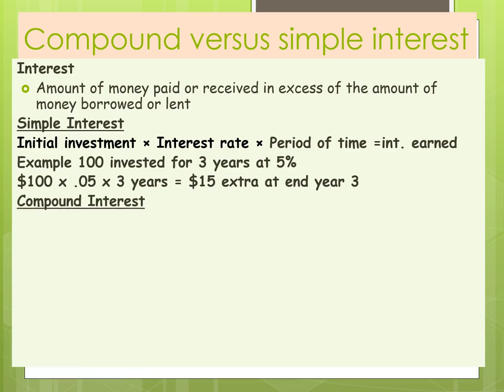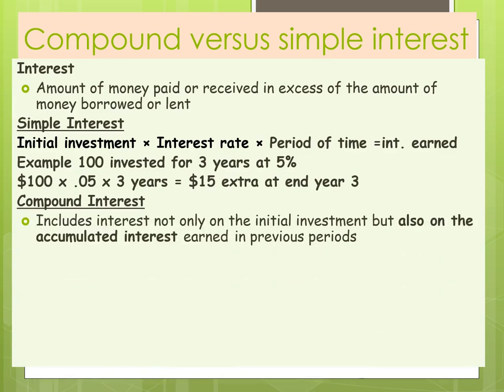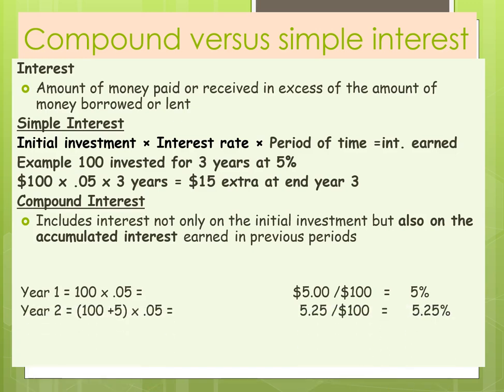What if instead you did compound interest? It includes interest not only on the initial investment but also on the accumulated interest earned in previous periods. So with compound interest you earn a higher rate. In this case, if it paid 5% and it's compound, in the first year you would receive $5. In the second year you would receive $5.25 because it would be $100 plus the previous year's $5 times 5%. So now for that year you're actually earning 5.25%.